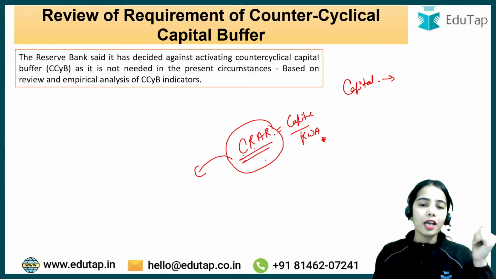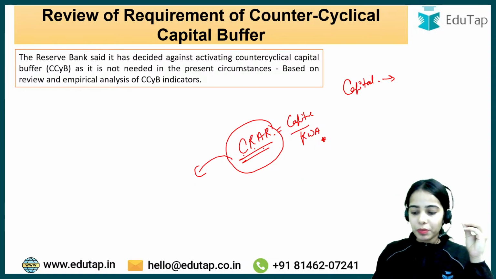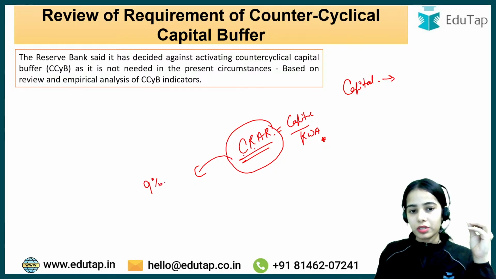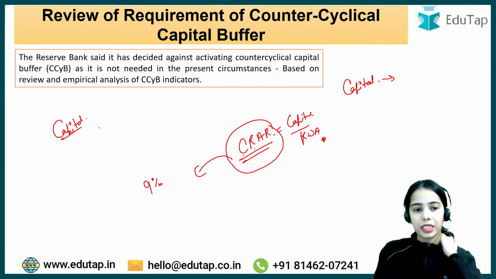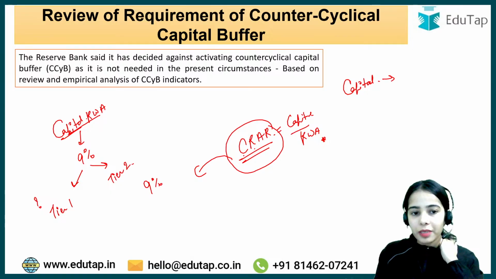Now what is the CRAR for the banks? Can you tell me the percentage of CRAR for the banks? Tell me very fast, particularly for the banks I am asking. It is 9%, right? So the capital to risk weighted asset ratio that the banks have to maintain is 9%, out of which how much is the tier 1 capital that the banks have to maintain? And how much is the tier 2 capital? Anyone?